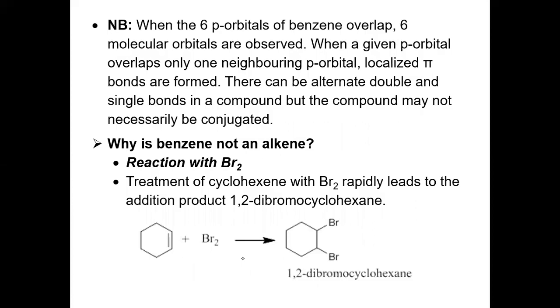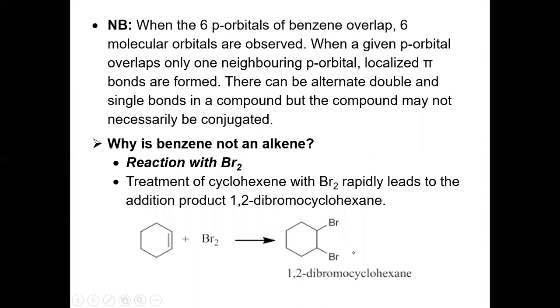Good. Now, the next one, we are saying that when the 6 p orbitals of benzene overlap, molecular orbitals, as I've mentioned already, are observed, right? 6 molecular orbitals are observed. Now, we are saying that when a given p orbital overlaps only with the neighboring orbital, localized pi electrons are formed. That is, if we have just a double bond here.